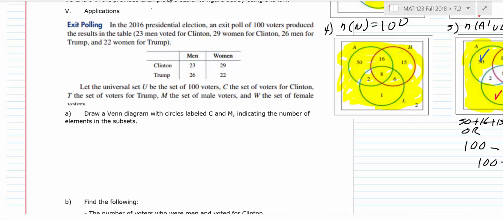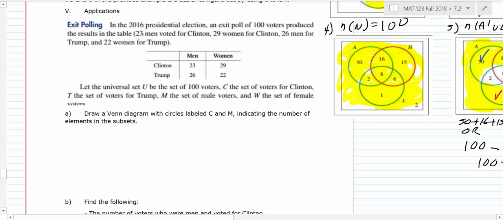What this one says is in the 2016 presidential election, an exit poll of 100 voters produced the results in the table. An exit poll is when somebody is outside, maybe at a polling place, and they're interviewing people as they're going into or coming out of the election, kind of randomly.